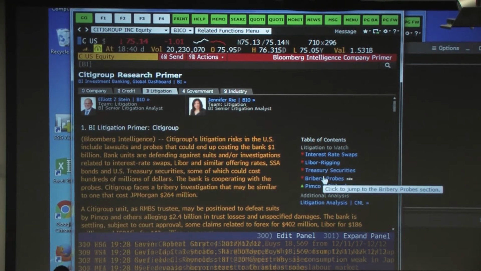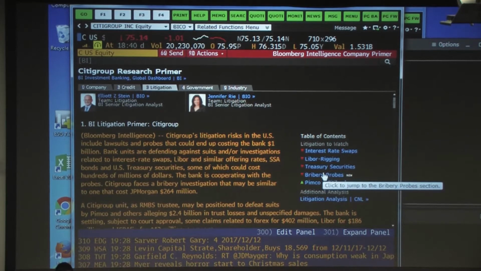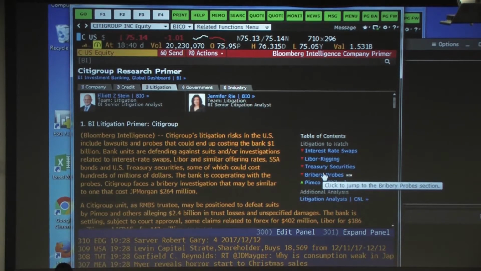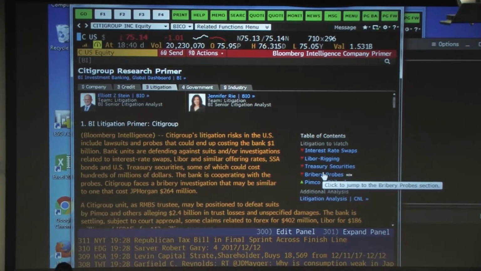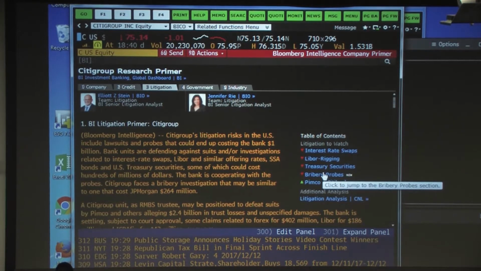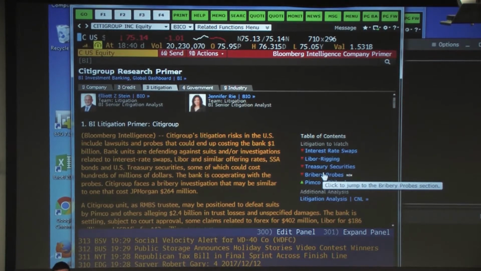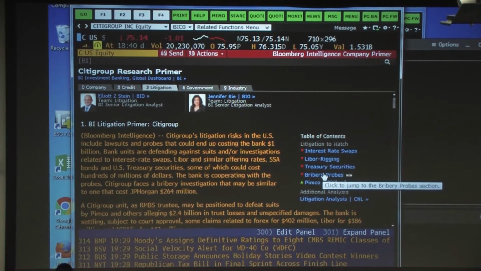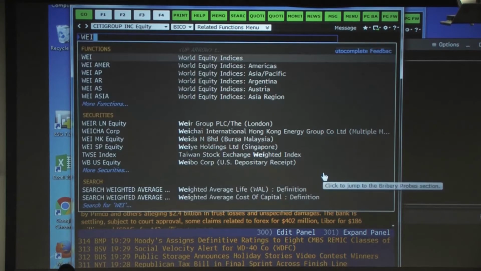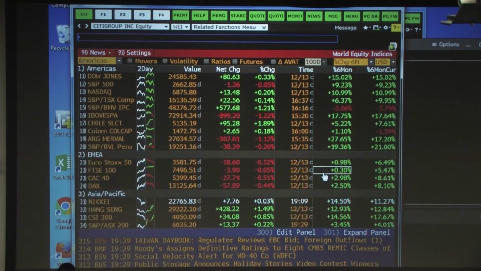Now that we've looked at a general stock, we've seen what it is about and what the company does at a basic level. Let's look at the overall market. There are a few functions that allow you to look at the overall market. The first of which I'll look at is WEI. It's the World Equity Indexes.